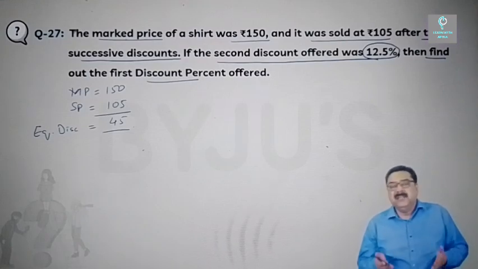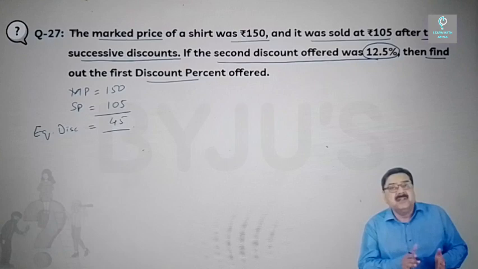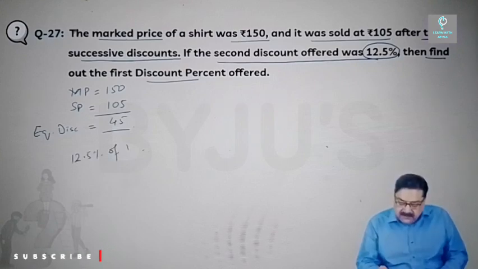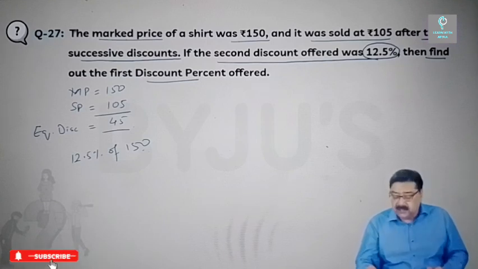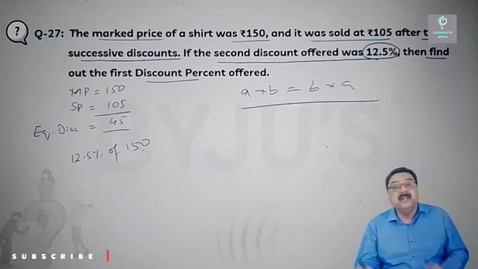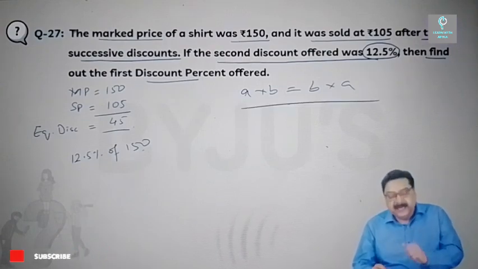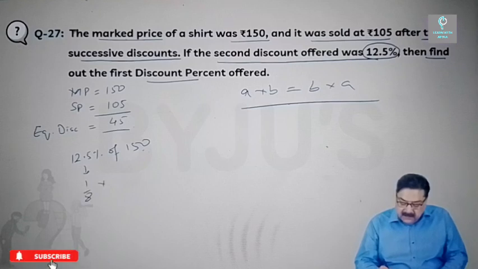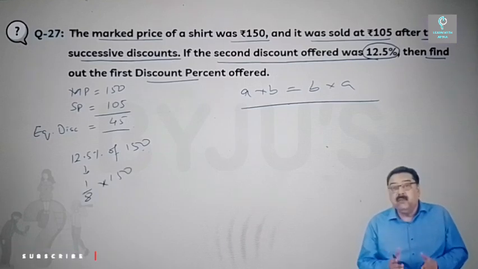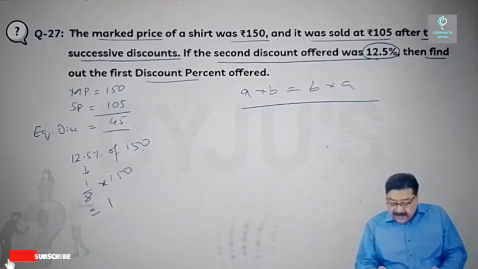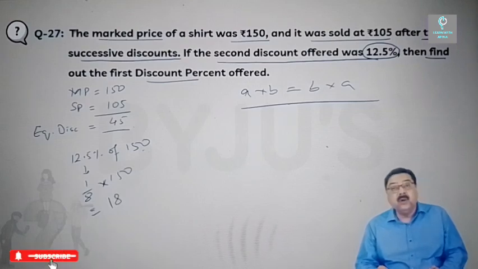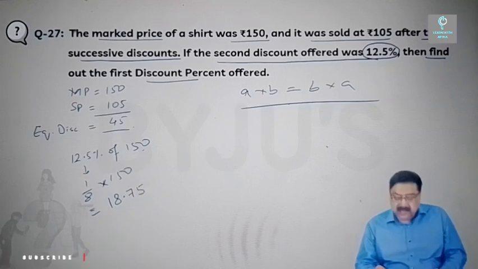Now it doesn't matter whether 12.5% is the second discount or first discount. So 12.5% of 150 you need to calculate. Let us consider it as the first discount only. It doesn't matter because in multiplication A into B equals B into A, the associative property will be applied. So 12.5% we know is 1 by 8 into 150. The fraction equivalent of 12.5% is 1 by 8. So this works out to be 8 1s are 8, 70 remaining. So 8 8s are 64, 60 remaining. So 8 7s are 56, 40 remaining. So 8 5s are 40. So it is rupees 18.75.